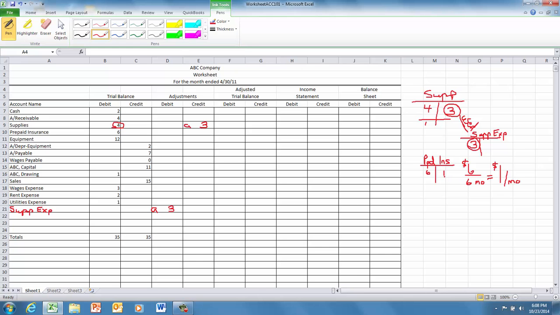Okay, so $1 needs to come out of here. I no longer own that $1. I have used that $1. So it needs to come out of the asset. And I'm going to put that in insurance expense.